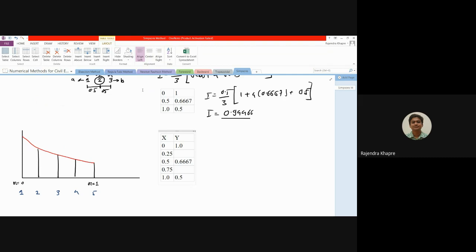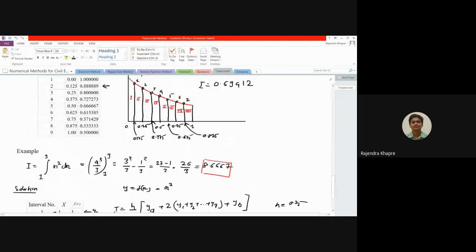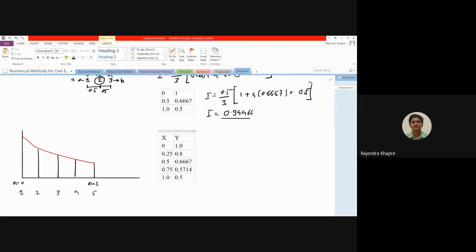Can anybody tell me what are the values for 0.25 and 0.75? 0.8, and how about 0.75? 0.5? Is it so? Someone please cross check. I think there are some different values. 0.75, yeah, 0.5714, correct. Okay, 0.5714.